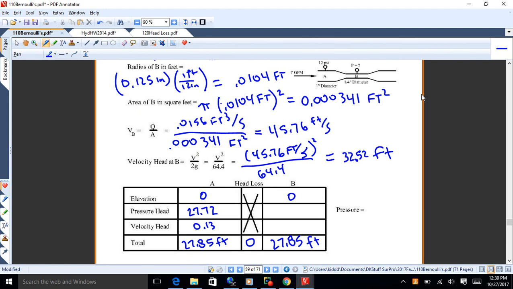Thirty-two and a half or so. So the velocity head went way up. And see, that's the purpose of a venturi, is to do that. That's the intent. Okay. So why don't you solve for the pressure head and see what you get? Because we know the velocity head's about 32.52 feet.